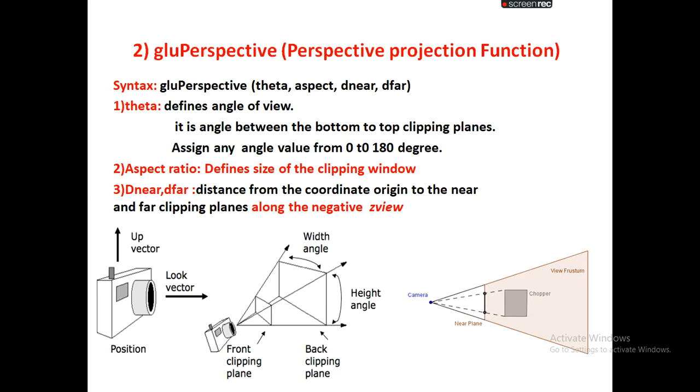The fourth type is gluLookAt. This is also one of the three-dimensional viewing functions to display or project a three-dimensional object on the screen of the monitor, or to project the position of the object on the projection planes.